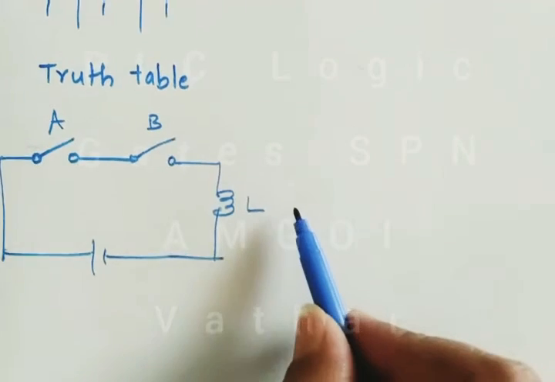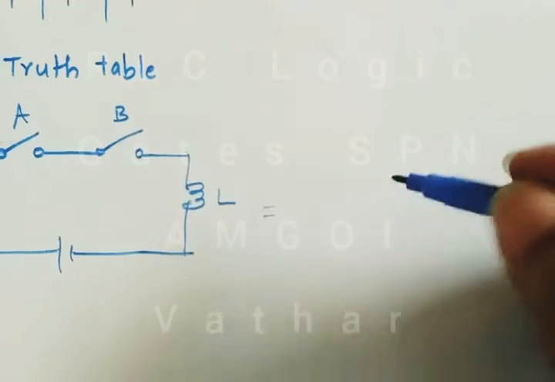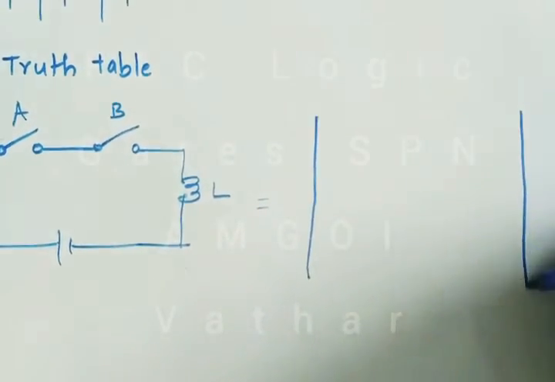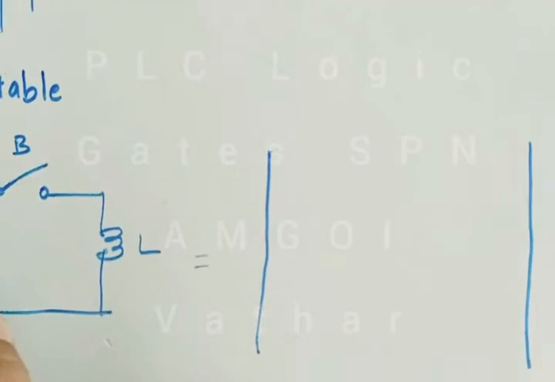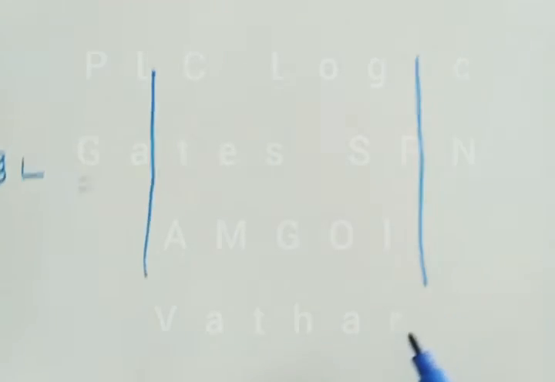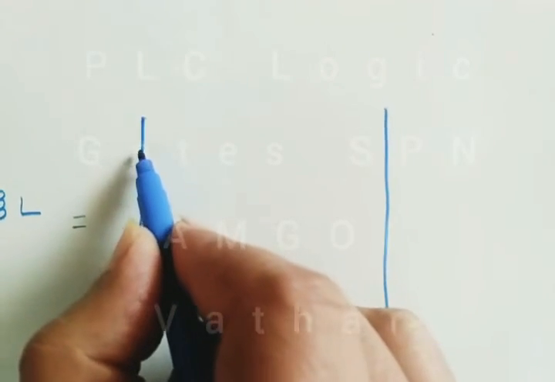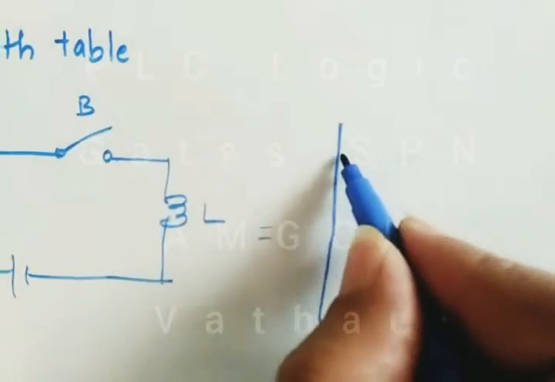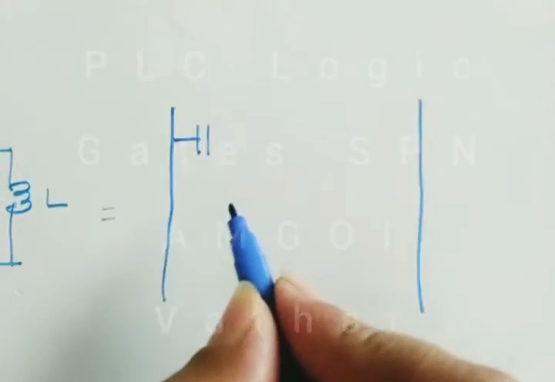Now let us try and convert this into a ladder diagram. For that, first we will draw the two power rails, two vertical lines which indicate the power supply. Then the switch A and switch B, these are the two inputs, they are shown on the left side, and these two switches are normally open switches. Therefore, we will use the normally open switch symbol. This will indicate switch A.